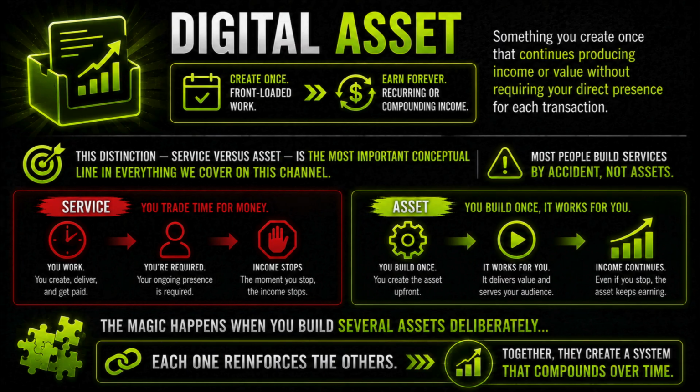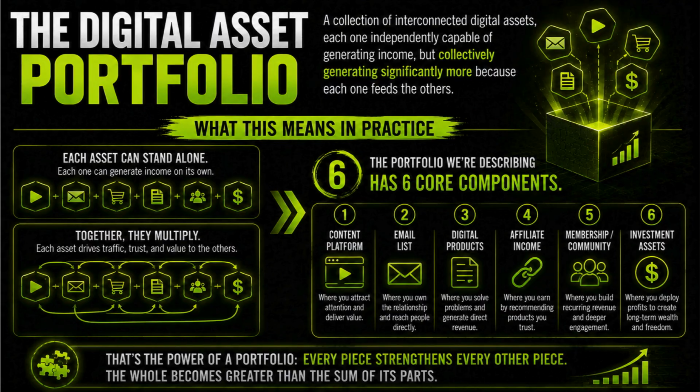Now, what happens when you build several of these assets deliberately so that each one reinforces the others? A digital asset portfolio is a collection of interconnected digital assets, each one independently capable of generating income, but collectively generating significantly more because each one feeds the others. Let's be specific about what this means in practice. The portfolio we're describing has 6 core components.